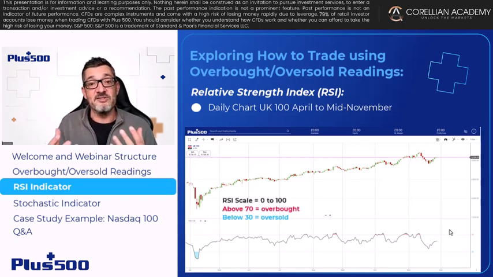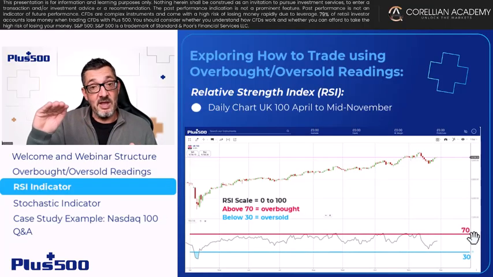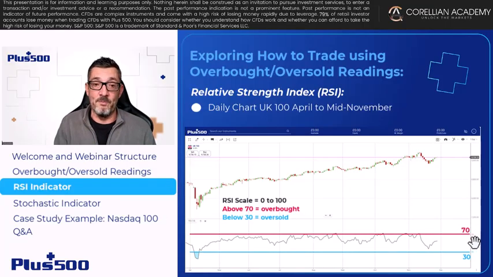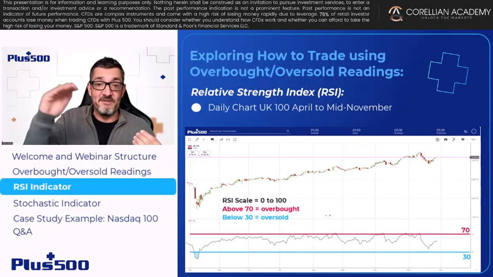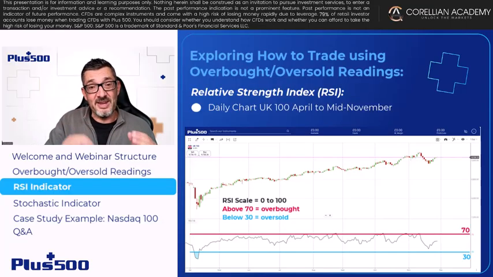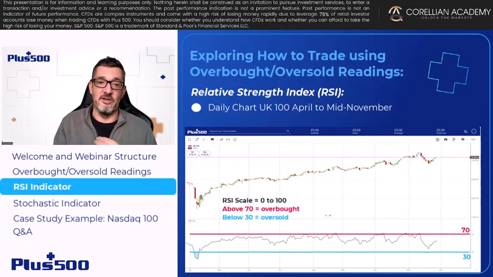As a reminder, the RSI uses a scale from 0 to 100. Readings above 70 are traditionally viewed as overbought, and readings below 30 are traditionally viewed as oversold. And you'll see those levels marked on the chart. Now, it's important to stress something here. This is not an exact science. Just because the RSI moves above 70 or moves below 30 does not guarantee a reversal.